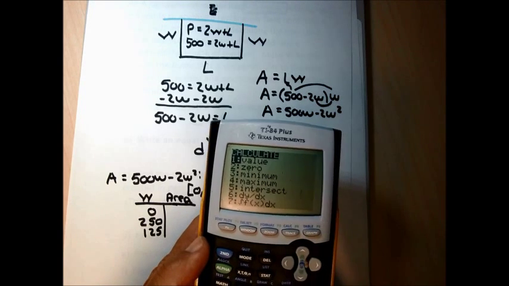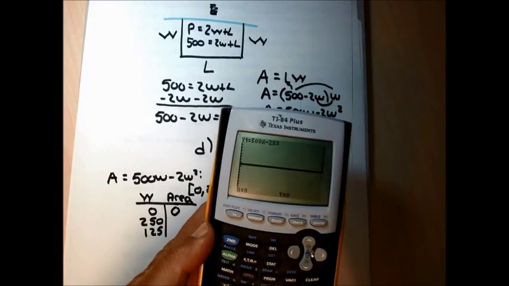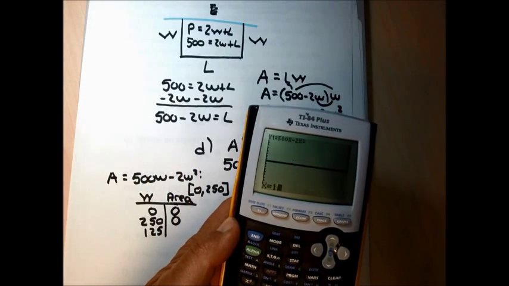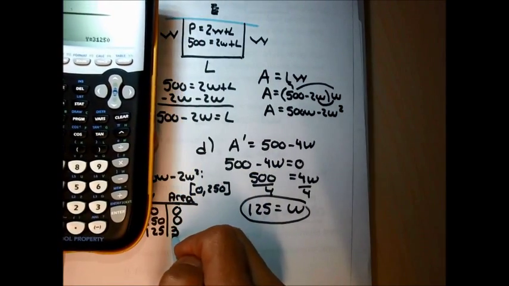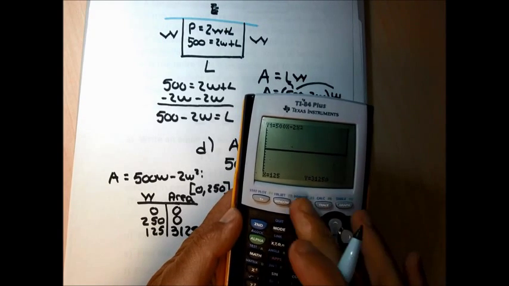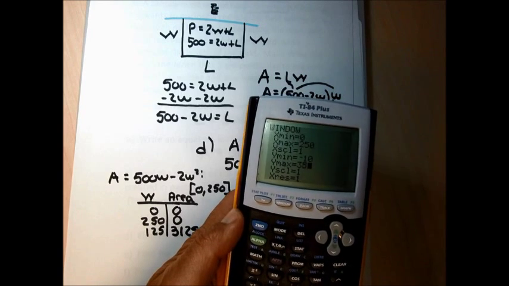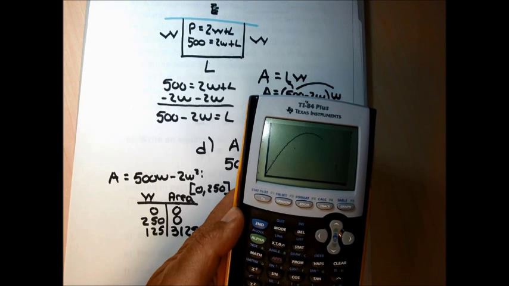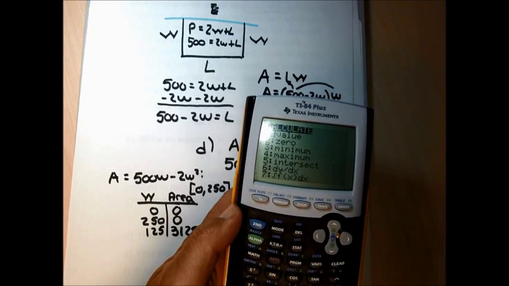So now second calc value, type in 0, and I get 0. Type in 250, and I get 0. Type in 125, and I get 31,250. If I wanted to see the graph, my window would have to have a Y that's at least 31,250. So if I made my Y go up to 35,000, I can see the maximum. That's the point 125, 31,250.